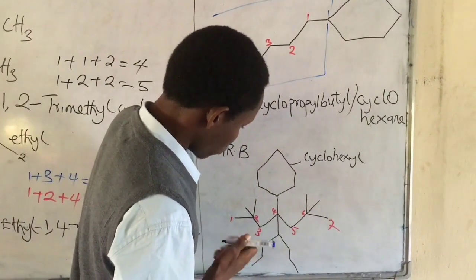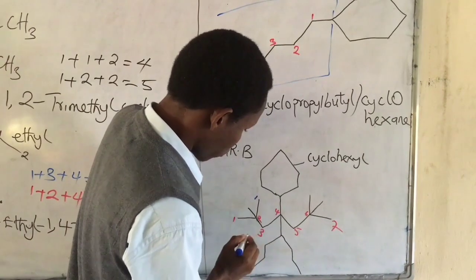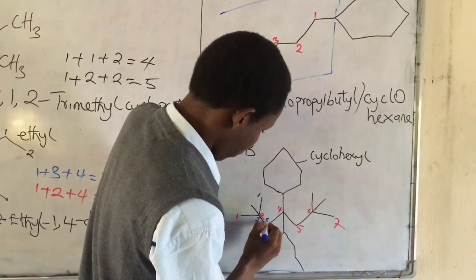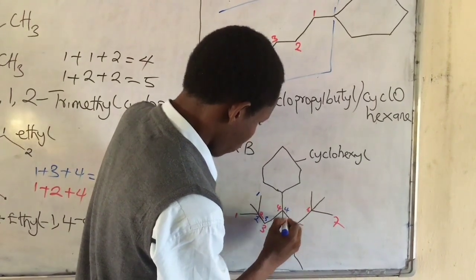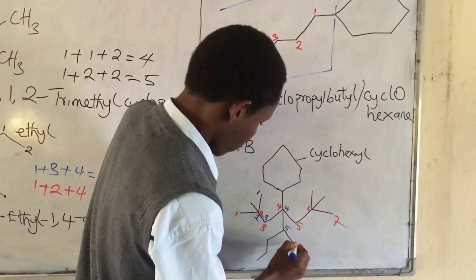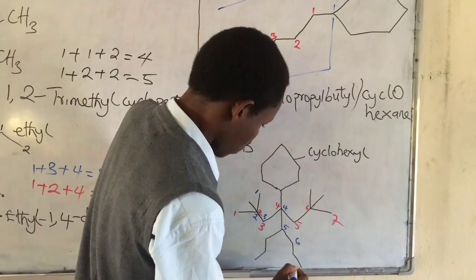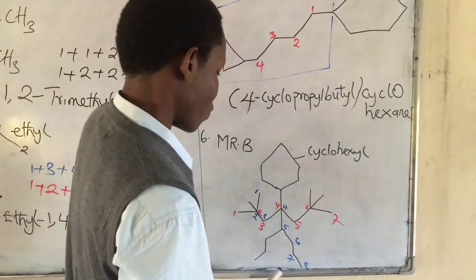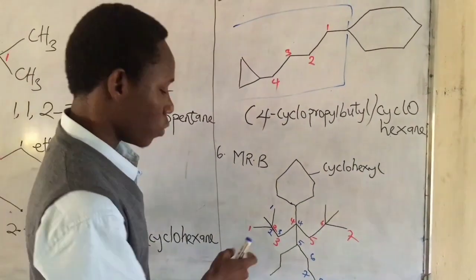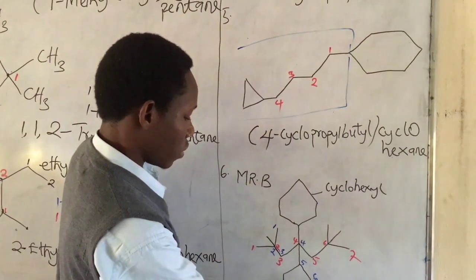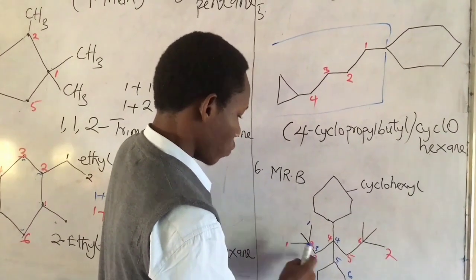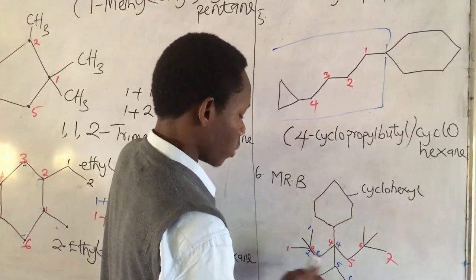We can also number it this way. 1, we have 1 here. We have 2 at this point too. We have 3, 4, 5, 6, 7, and 8. Wow. So we are going to follow this because this is giving octane, while this is giving heptane. So we follow this. This is the longest chain.